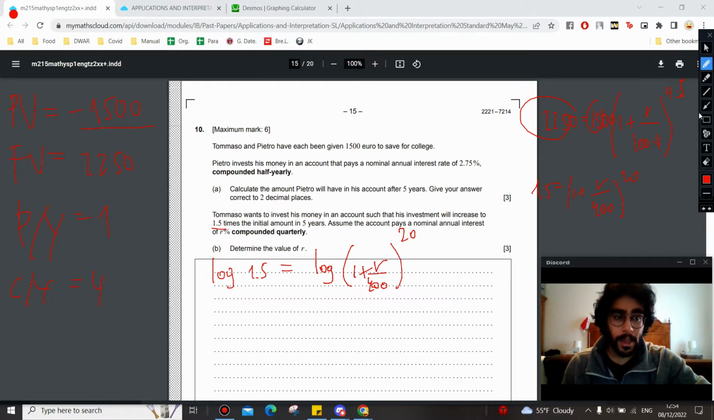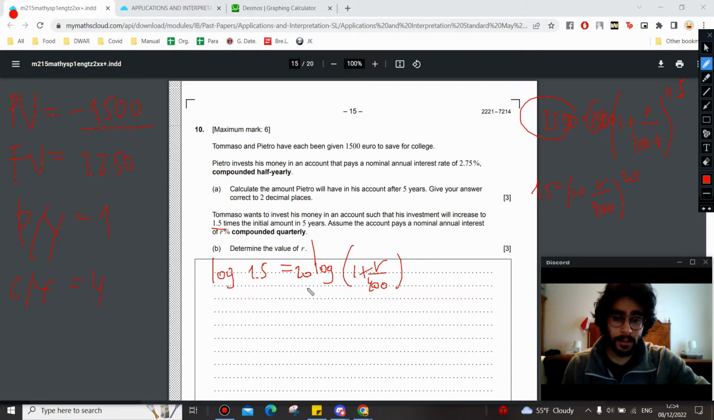Okay, now I have a rule about the log. This power can bring to the front. Okay, we can bring it to the front. This is the rules of a logarithm. So I will do that. I will write it 20 times log of 1 plus r divided by 400. This is again a rule of a logarithm.